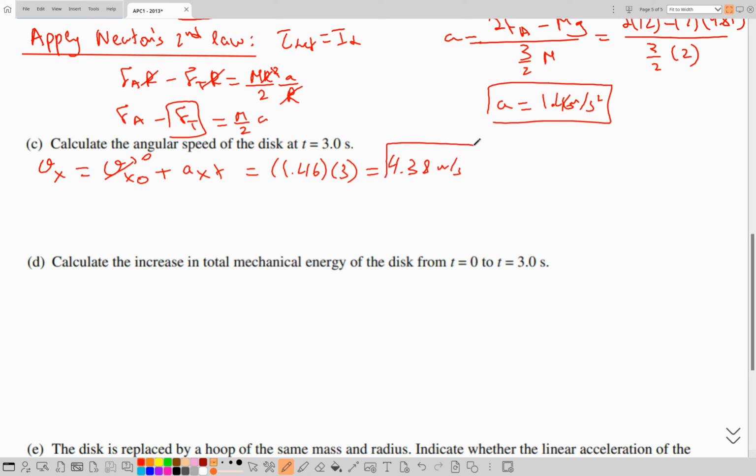meters per second, but we're interested in the angular speed. The angular speed is given by v divided by r, which is 4.38 divided by 0.1, which is basically 43.8 radians per second.